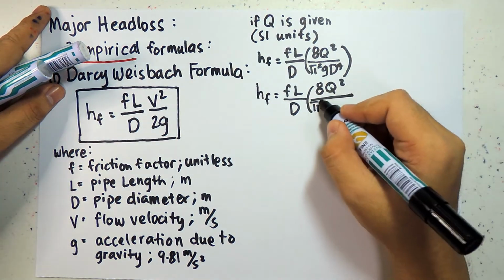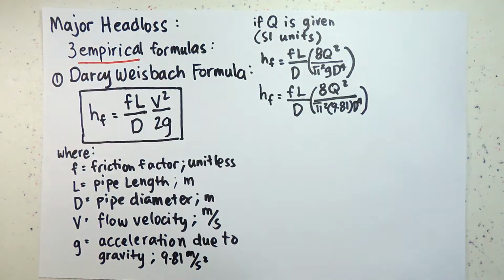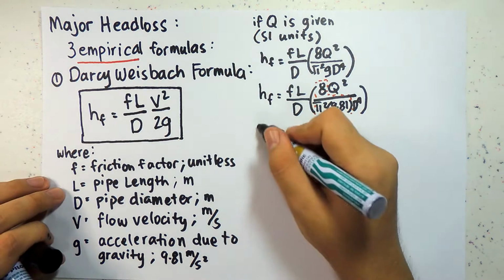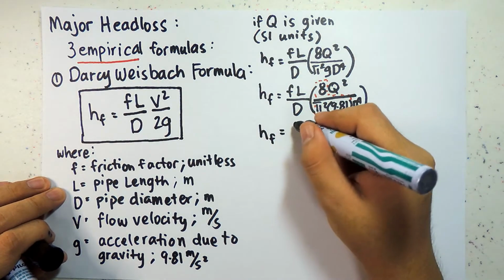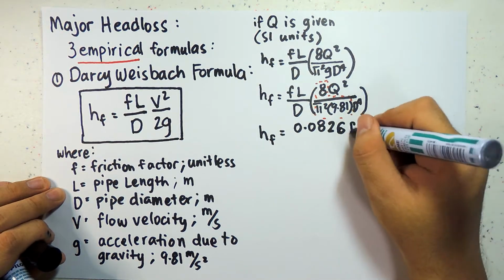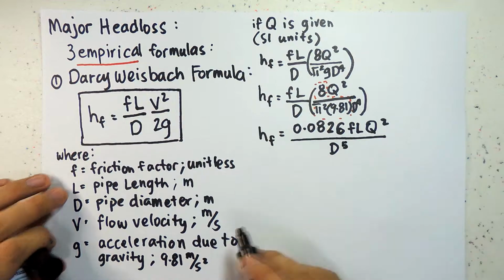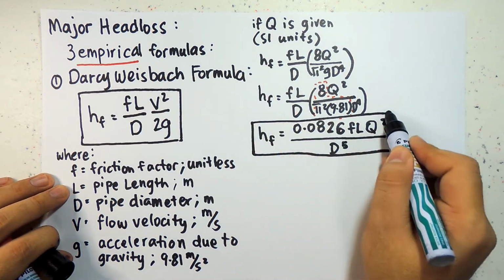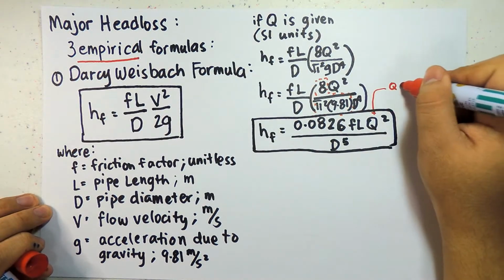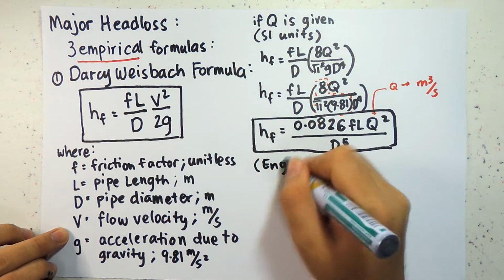So ngayon, gamitin natin ay yung G for SI. So that is 9.81 meters per second square. So yung makompute natin na constant value is 0.0826. So yung magiging formula na for Darcy Weisbach formula for head loss in SI na in terms of Q is HF is equal to 0.0826 F times L times Q square all over D raised to 5. So take note lang na yung Q dito should be in terms of cubic meters per second since for SI units nga yung formula.